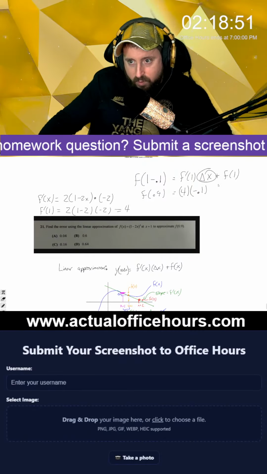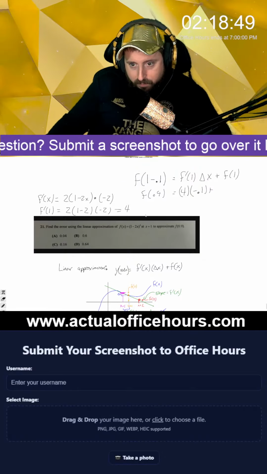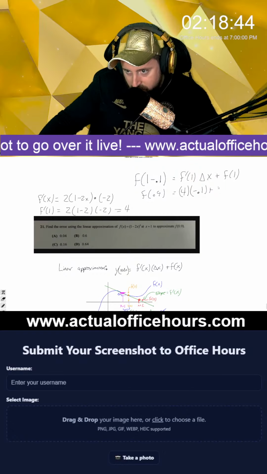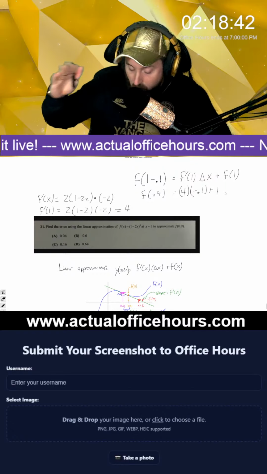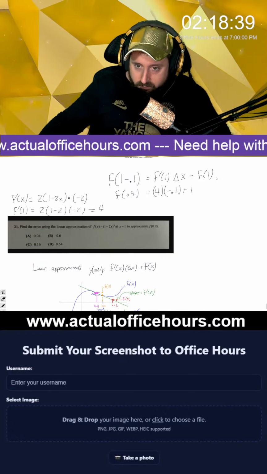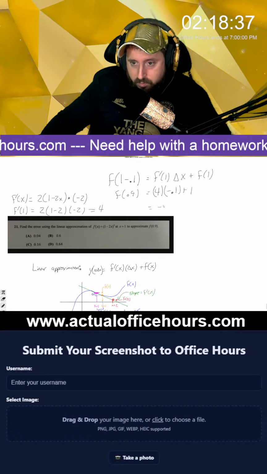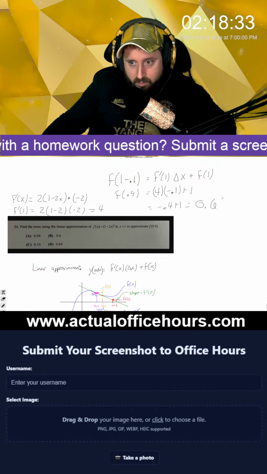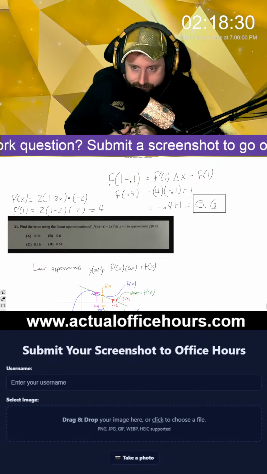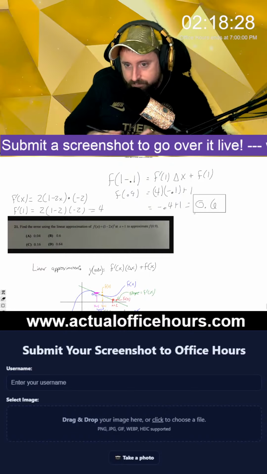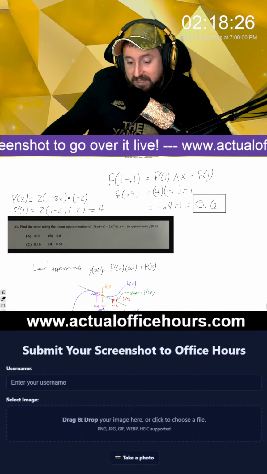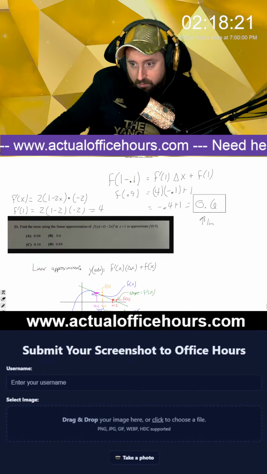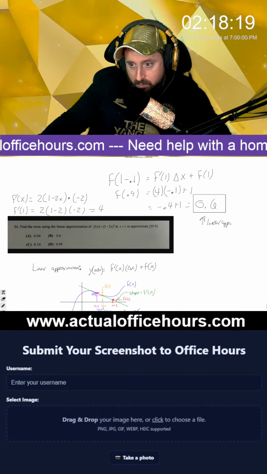So delta x was negative 0.1, and then f of 1. Okay, so we have to plug 1 in for this, but that's just (1 minus 2) squared, which is negative 1 squared, so it's just 1. So that's going to be equal to negative 0.4 plus 1, which is going to equal 0.6. Good job. Okay. That's what it should be. That's the linear approximation. So then let's find the error.